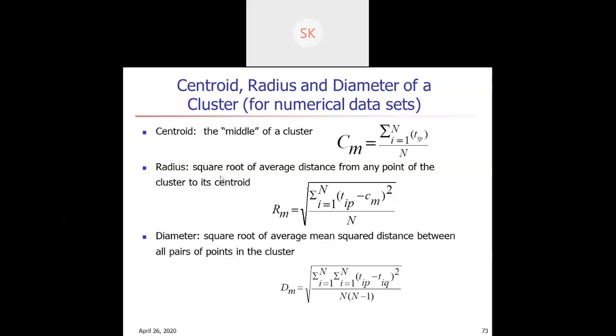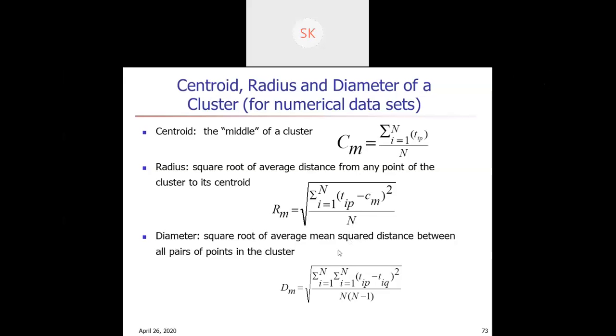So radius computation will be what? Rm is equal to square root of the average distance from any point of the cluster to its centroid. Average distance from any point of the cluster to its centroid. So formula is here, that is tip minus Cm, that is centroid. Removing centroid, taking the square. Straight away the formula is divided by n, number of objects.